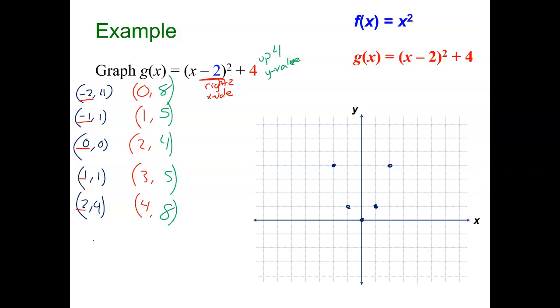So, 0, 1, 2, 3, 4, 5, 6, 7, 8. 1, 1, 2, 4, 5. 2, 4, 3, 5, and 4, 8. Everything moved to the right and up. Right 2, up 4. Okay, so knowing how those affect your ordered pairs. Inside the parentheses is changing your x values before it even gets a chance to be squared. So that's going to change those x values for the transformation. On the outside is changing the y values. Okay, changing the y values.